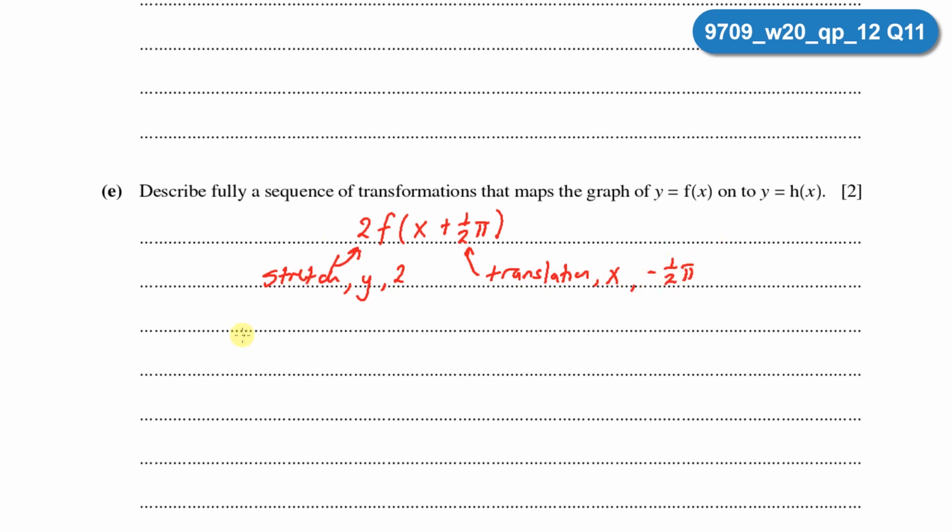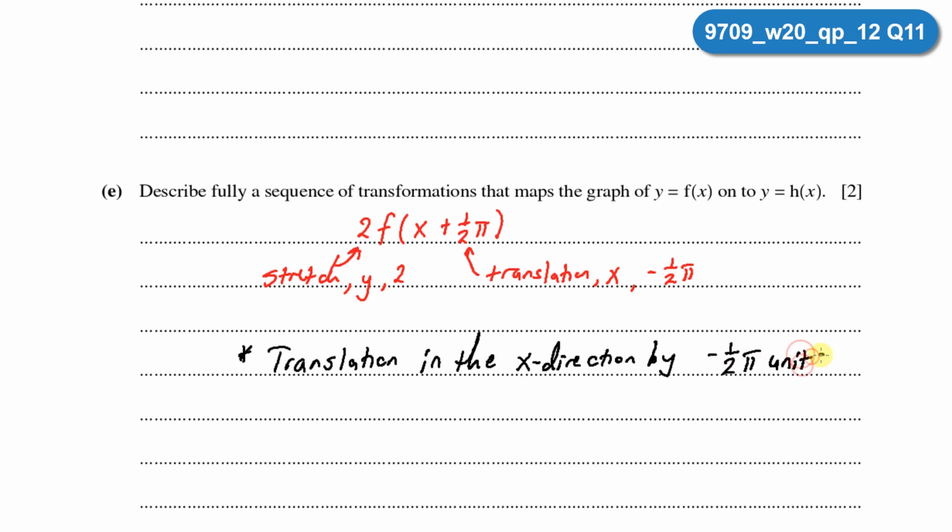Okay, so let's write that down. We start number 1 inside the bracket, so that's a translation in the x direction by negative half pi units. And then we go outside then with the 2, so that's a stretch by a factor of 2 parallel to the y-axis. And these are the two transformations right here.